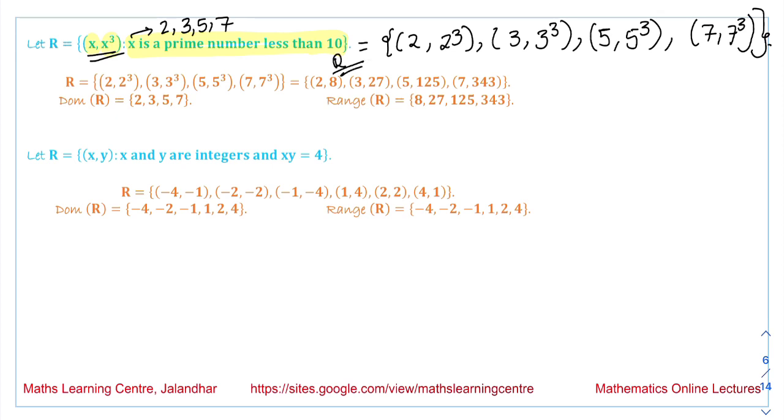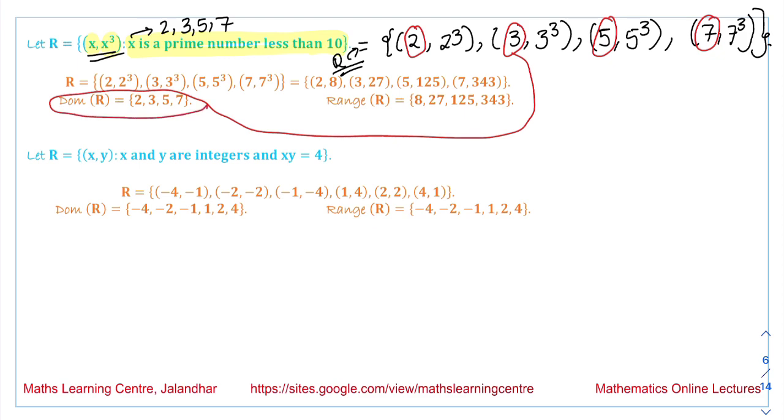This is the relation R in the roster form. Now the first elements we have over here are 2, 3, 5 and 7. So these elements form the domain of R.